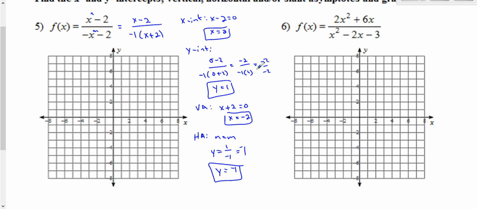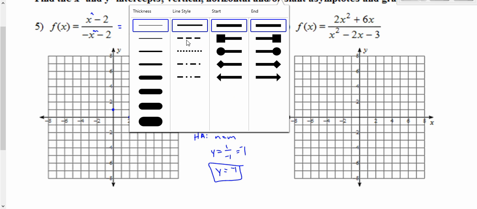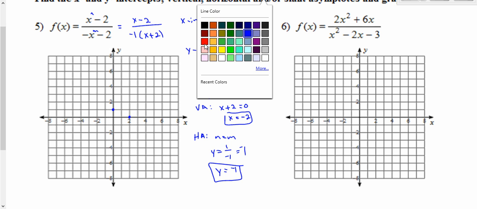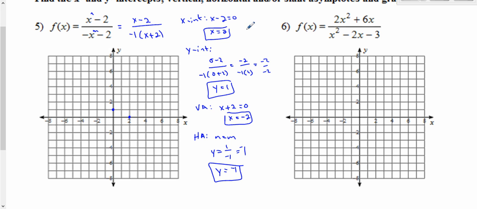Okay, now I have my values that I need to plot onto the graph. So for my x-intercept, I have 2. For my y-intercept, I have 1. I will plot my vertical and horizontal asymptotes. So my vertical asymptote is at negative 2.